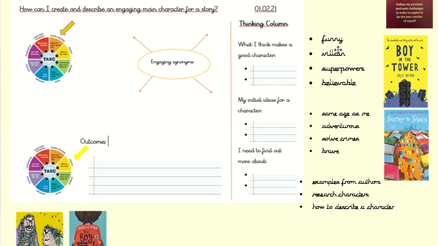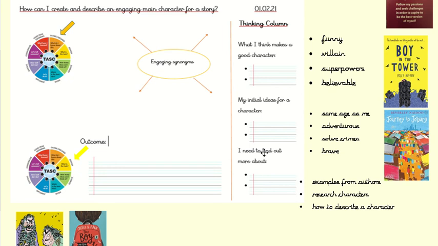So, what do you think makes a good character? Do they have to be funny? Perhaps you think a good character is a villain or a hero. Perhaps you think a good character has superpowers. Or you may think that a good character has to be believable. Okay, so that's your first reflection point. Your second reflection point: my initial ideas for a character. So you may already have some ideas, your first ideas about a character you could create. You may think that they're the same age as you. You may want them to be adventurous or outgoing. You may want your character to solve crimes or to be brave.